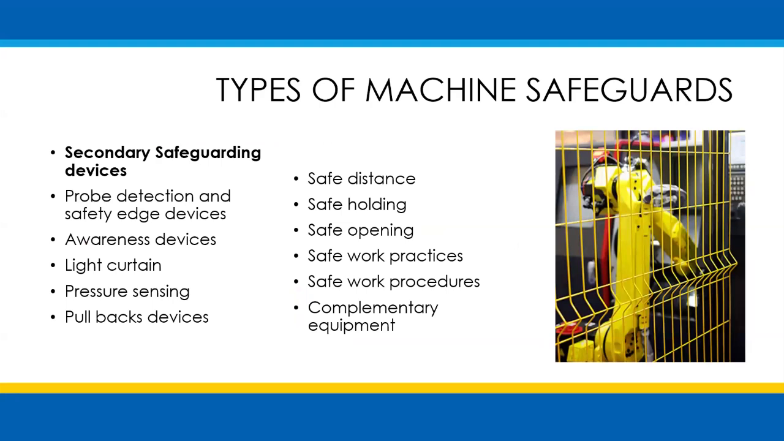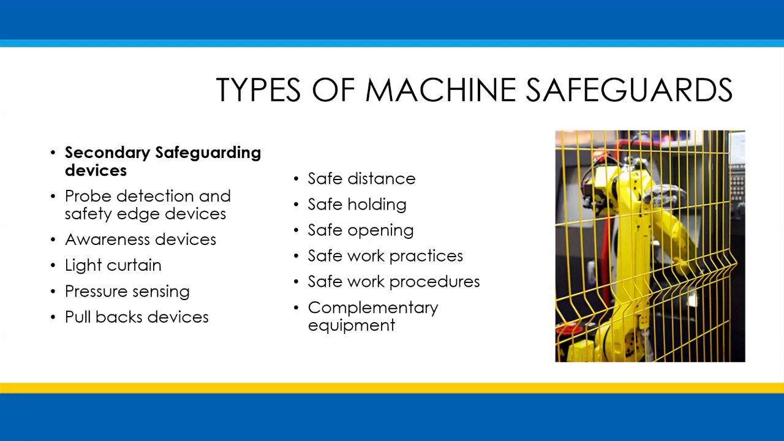Safeguarding devices include controls or attachments that prevent employees from coming into contact with the hazardous areas of machinery. Probe detection or safety edge devices halt the machine's action when certain areas of a machine are touched. Devices like light curtains and pressure sensing pads require an employee to be in a certain area for the machine to function. Pullback devices function by physically removing an employee's hands from the machine when it cycles.